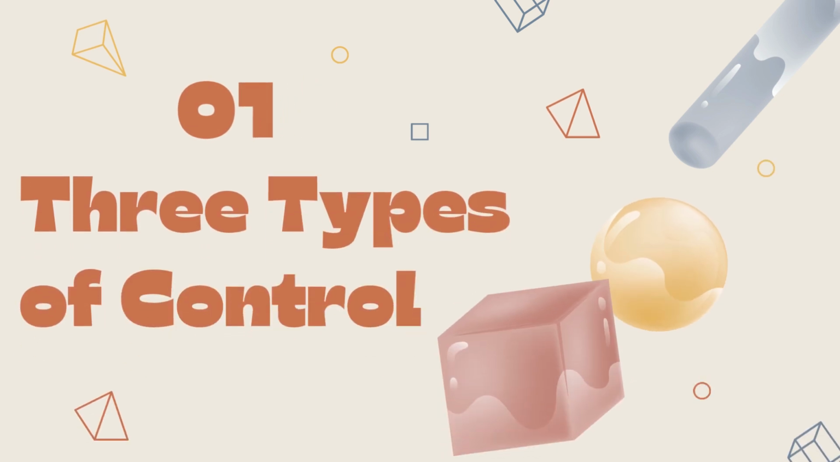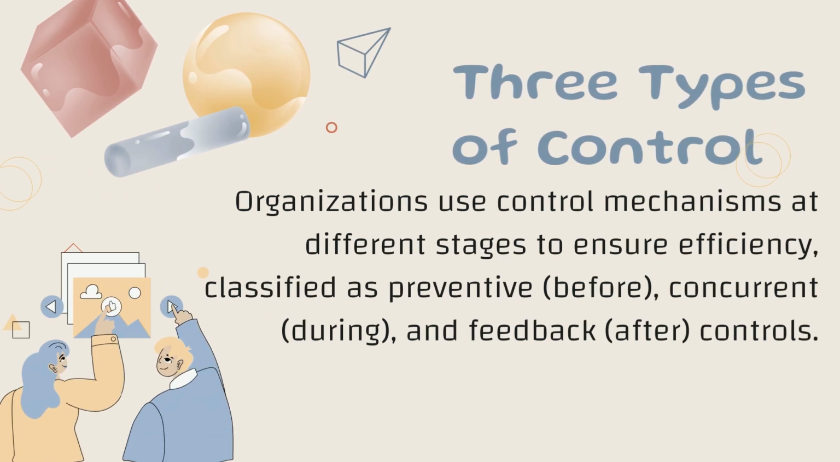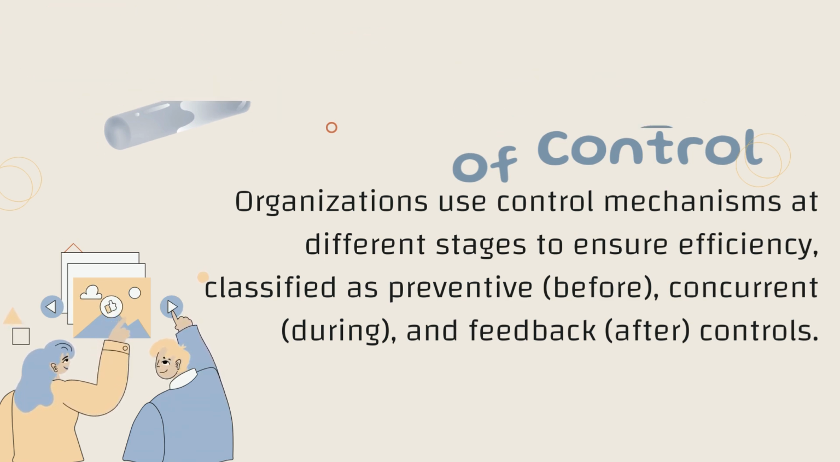First, let's explore the three types of control. Organizations implement control mechanisms at different stages of their operation to ensure efficiency, effectiveness, and goal alignment. These controls are classified into preventive controls before activity, concurrent controls during activities, and feedback controls after activity.